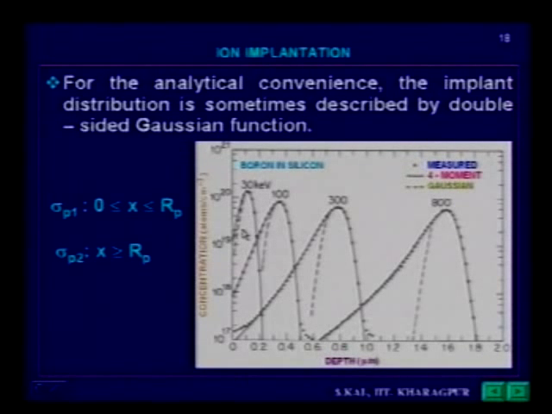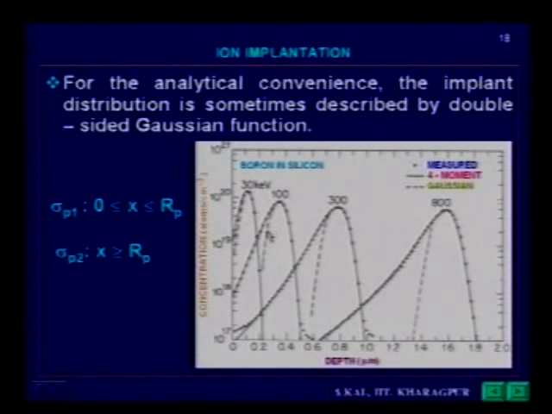Another point to be observed is when the implantation is not very high energy. If the implantation energy is within, say, 20, 30, 40 or 60 kV, the profile closely matches with the Gaussian one. In this 30 kV case, all three curves, the experimental points, solid curve and dotted curve, almost match. But in the second one, 100 kV, you see the surface tail region. This is known as the surface tail region, and there is a deep tail region at higher depth. So the surface tail region doesn't match.